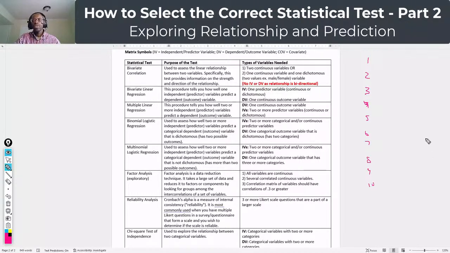You have 10 questions, right? And you want to see, do these questions form any kind of factor? Now, they have to be all measured on the same scale. They're either 1 to 5 Likert or 1 to 7 Likert or strongly agree, disagree. They all have to be measured on the same scale. That's very important.